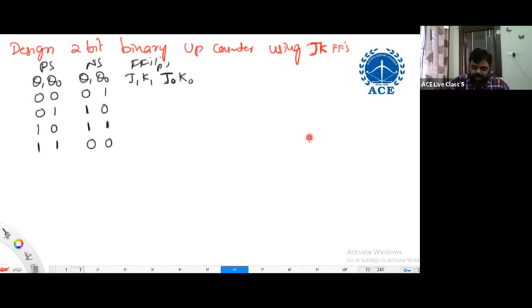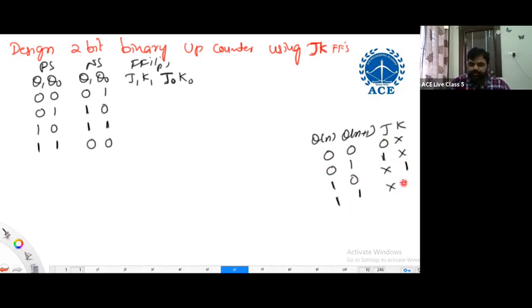And now I know the excitation table of JK. Q of n plus 1 and JK. 0 to 0 it is 0, don't care. 0 to 1 it is 1, don't care. 1 to 0 it is don't care, 1. 1 to 1 it is don't care, 0. I hope you have all these tables; I am just giving them for reference. So let me do that. Now Q1, I am observing, 0 to 0 it is 0, don't care. Q0, 0 to 1 it is 1, don't care. Am I right?